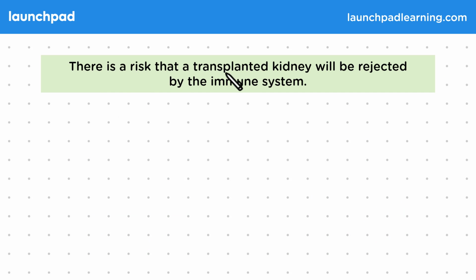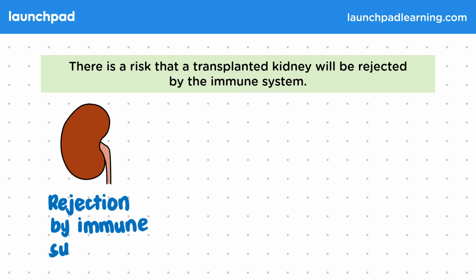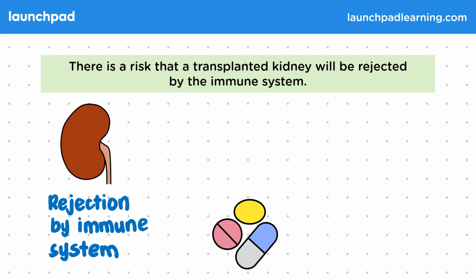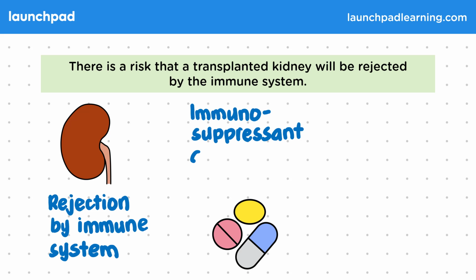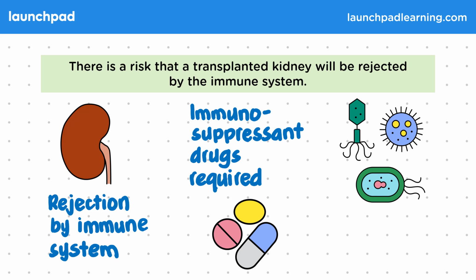There is a risk that a transplanted kidney will be rejected by the immune system. So there's a chance that the donor's kidney will be rejected by the recipient. Therefore, immunosuppressant drugs are required. These are drugs that stop the immune system from working properly. However, these drugs cause a higher risk of not being able to fight off infections.